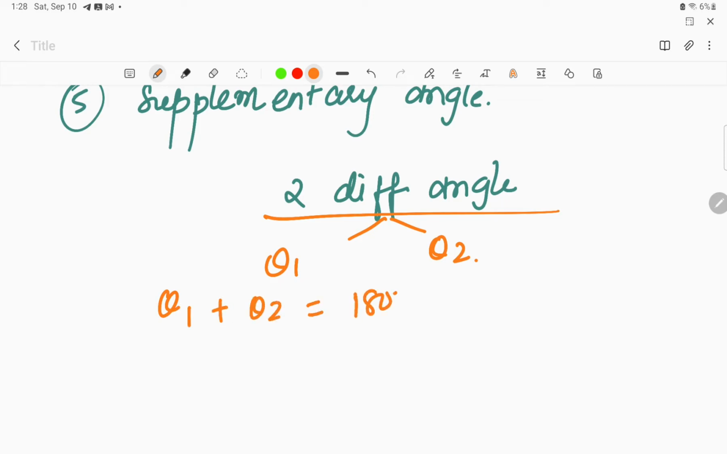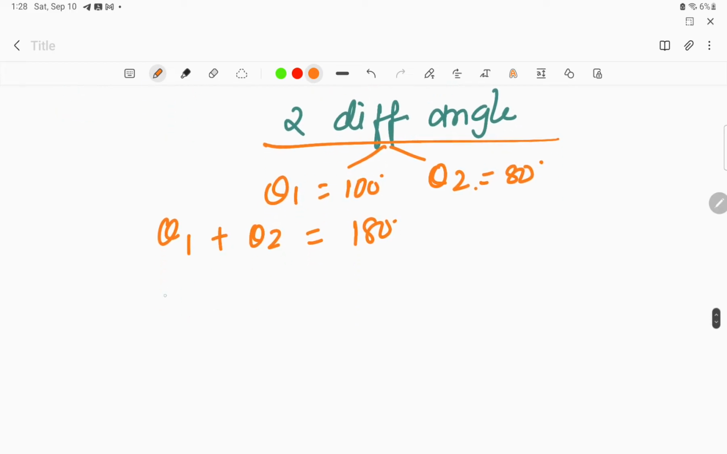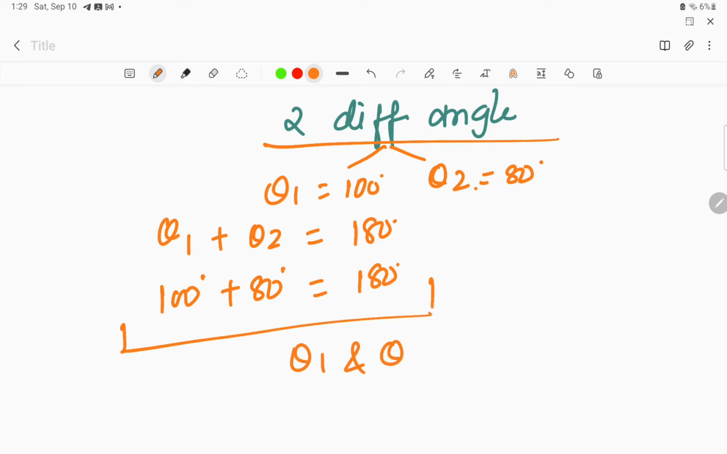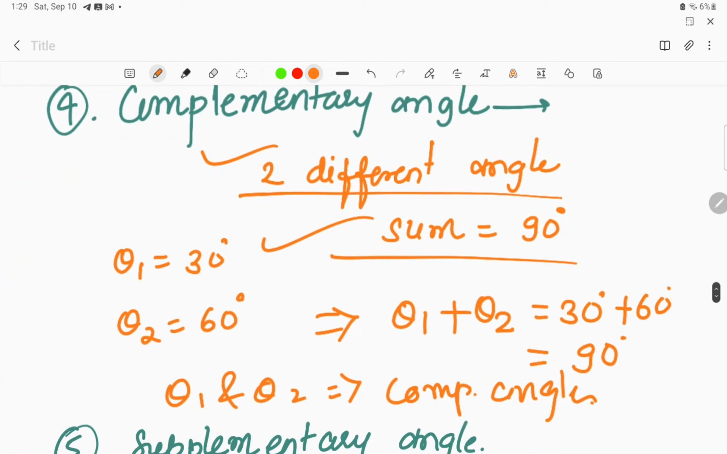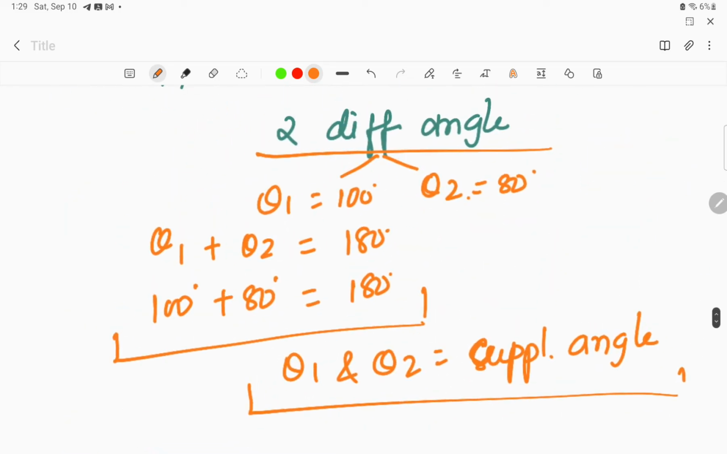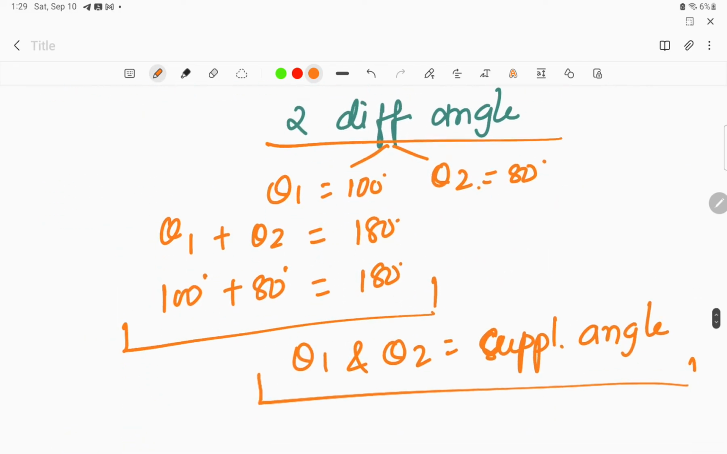For example, we are considering theta 1 is equals to 100 degree and theta 2 is equals to 80 degree. So when we take the summation, that is 100 degree theta 1 and 80 degree theta 2, this is equals to 180 degree. So basically theta 1 and theta 2, both the angles are called as supplementary angles, as the summation of both the angles is equal to 180 degree, and in case of complementary angles it was 90 degree. Okay, this was the fifth term about the supplementary angle.